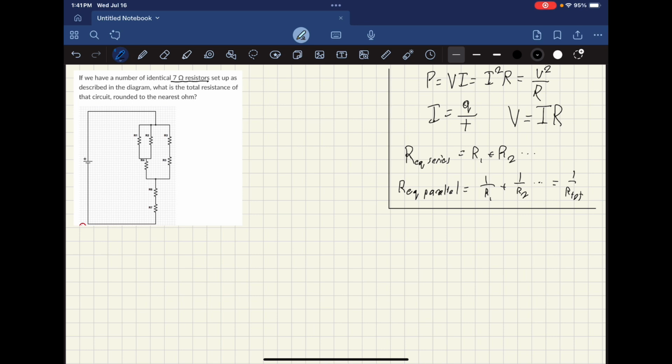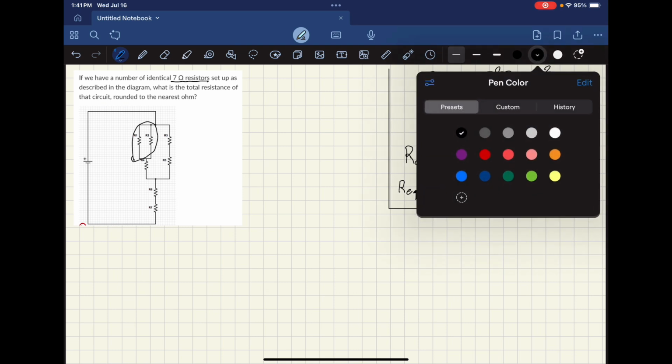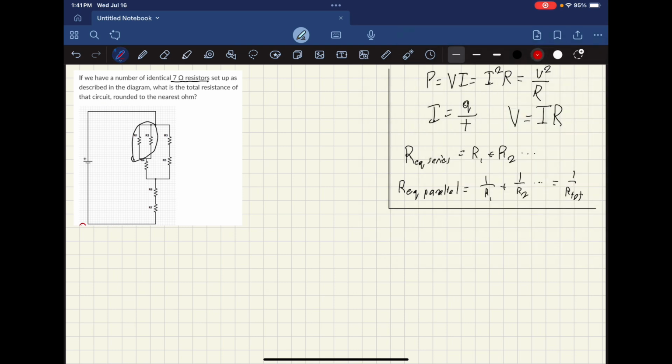So before anything, I'm going to break these up into different loops. We've got a loop here with R1 and R2. And then once that loop is completed, R1 and R2 you can just consider as one resistor. And so these two are going to be in series, and these two are going to be in series. Once that happens, we'll have 2 resistors, and then those will all be in parallel with each other.